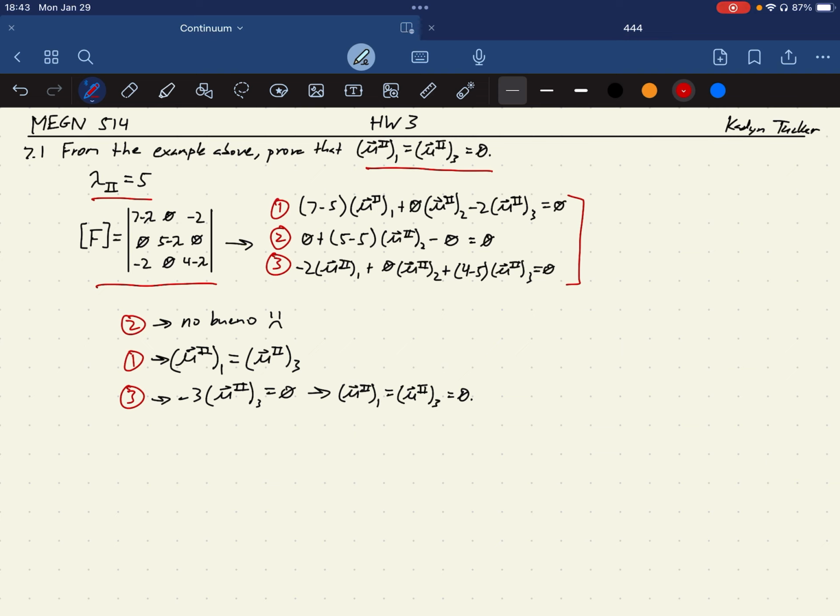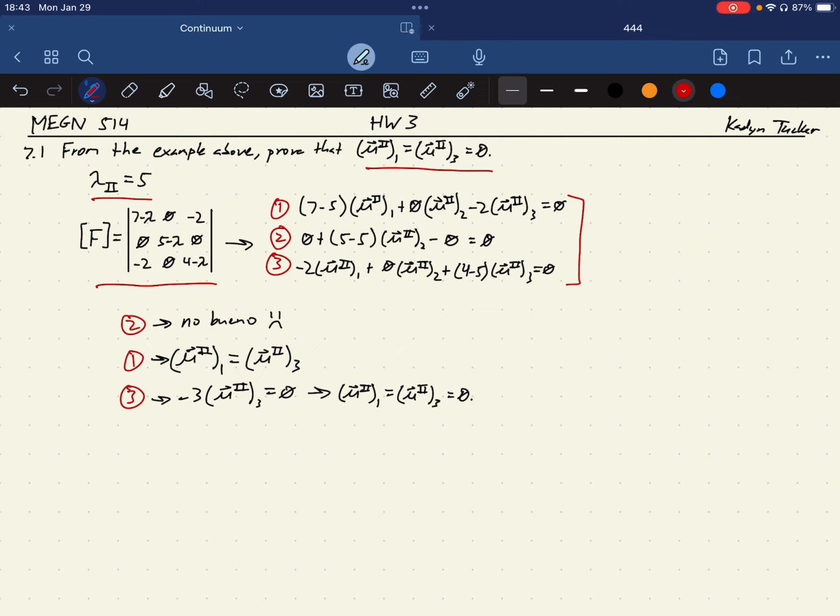eigenvectors. So we look at equation 2. Just naturally, I looked at 2 first, since this was the shortest. But unfortunately, it doesn't give us much because we're trying to find the mu1 and mu3 values, and all we're given there is that mu2 equals 0, so that's no good for us. So we move back to equation 1.